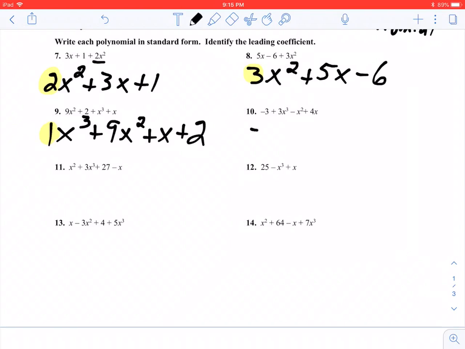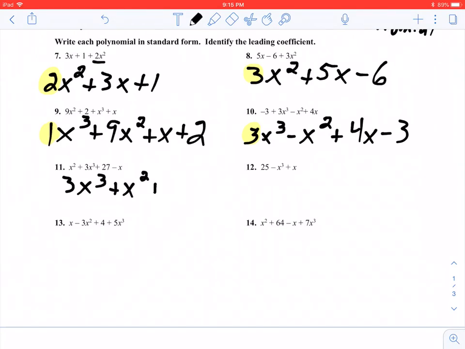Moving on to the next one, we don't have negative. We have 3x to the third first. Then we have minus x squared plus 4x, then minus 3. So you can see the powers on the x go 3, 2, 1, and then there is no power, and the lead coefficient is 3. Number 11, 3x to the third plus x squared. Oops, not plus. That should be a minus x, and then plus 27. Looking at the lead coefficient, it is 3.